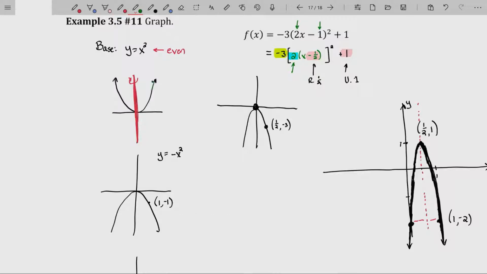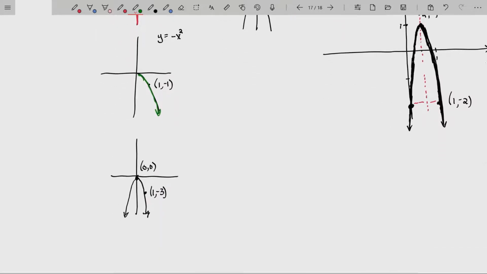I could have just spent my entire time graphing only the right half of that parabola, and I would flip the right half of the parabola, hold on a second, and then I would stretch the right half of the parabola there. So you could totally graph it this way.